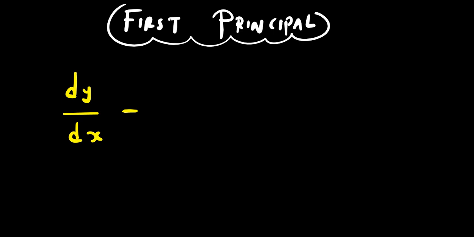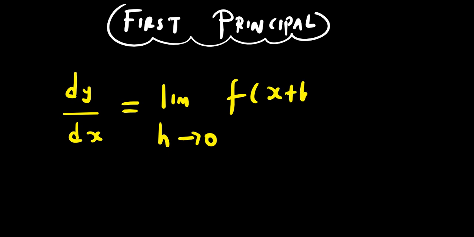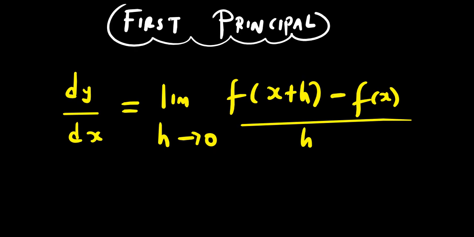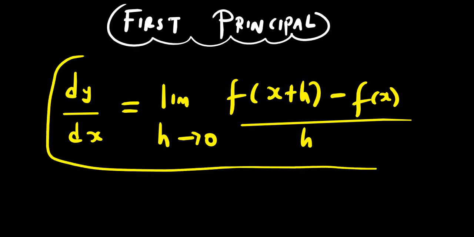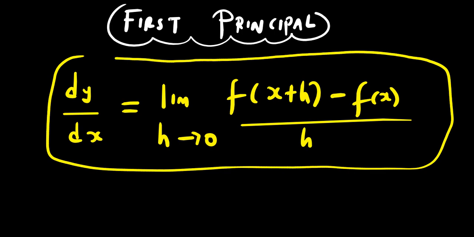So according to first principle, the limit as h is approaching 0 of f of x plus h minus f of x, everything over h. I don't want you to forget this formula. This is the formula that we'll be using when we are differentiating using first principle. I don't want you to forget this formula.